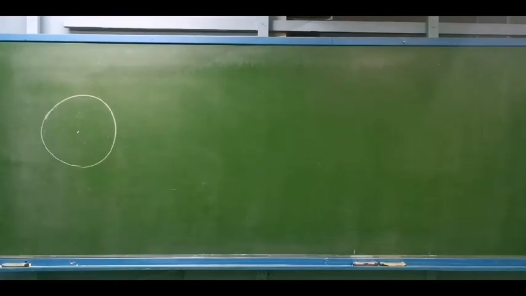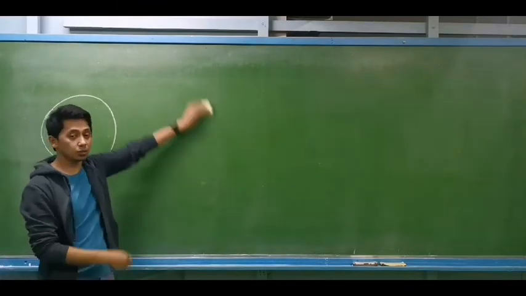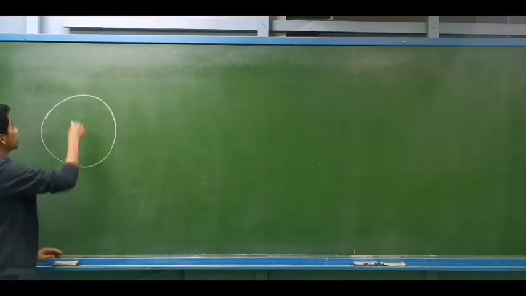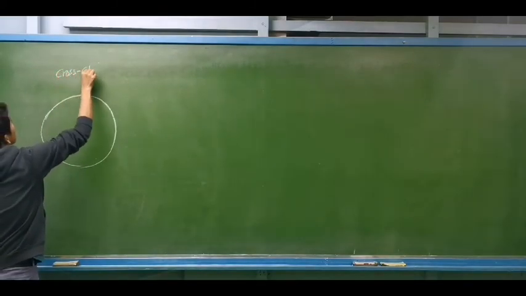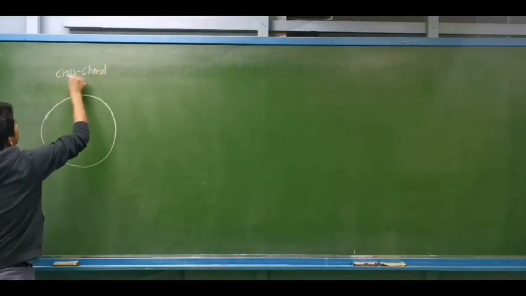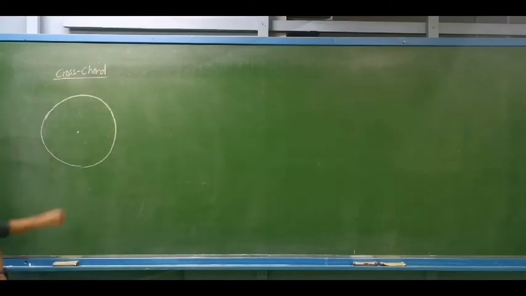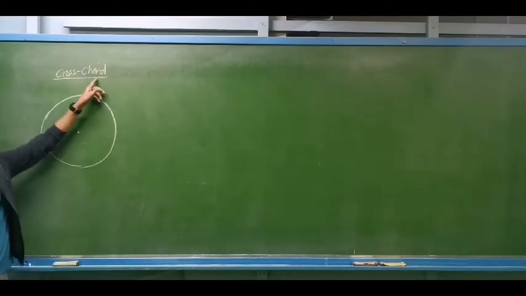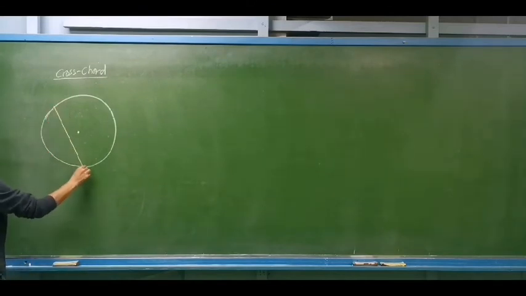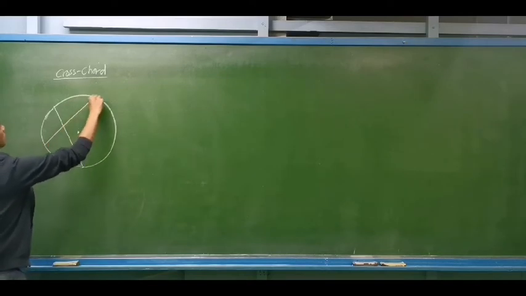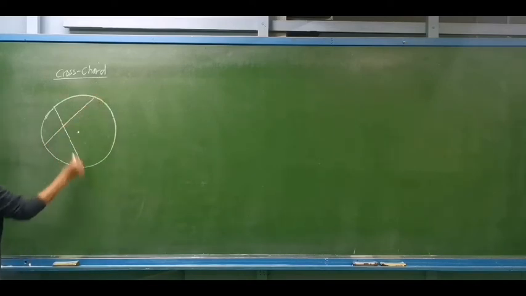Ay, so pag-usapan natin yung mga theorems sa circle. Unahin natin yung cross-chord theorem. So, alam ba natin muna ano yung chord? Ang chord is line segment sa circle, pero hindi dadaan sa center. Okay, so this is the cross-chord theorem.